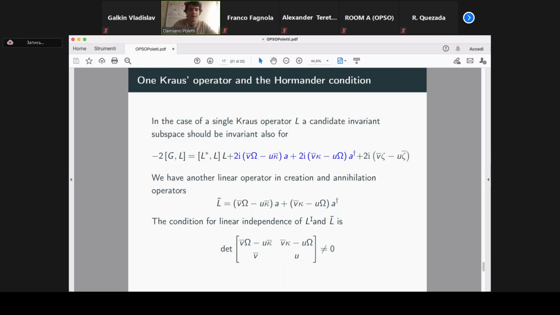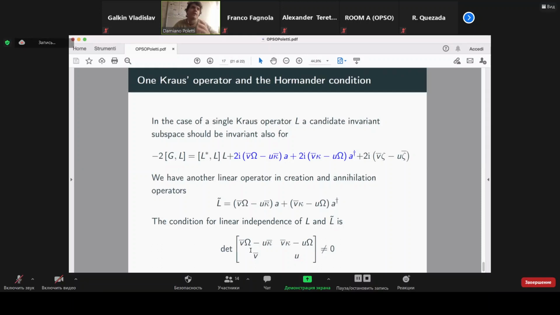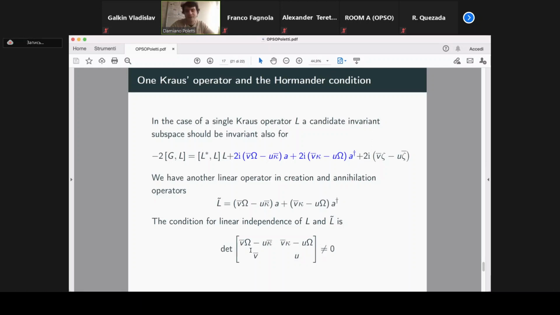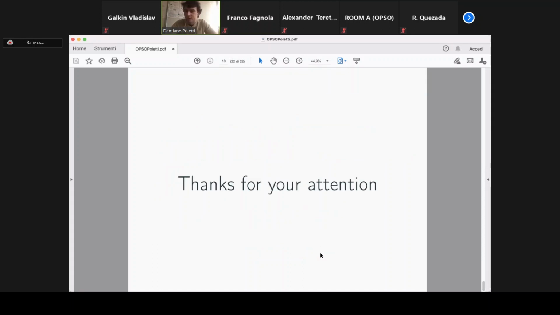The condition for linear independence is easily written as this determinant being different from 0, and so this should also explain at least why, if this determinant is different from 0, the semigroup is irreducible. Clearly, there are lots of other things that need to be addressed in order to properly solve the irreducibility problem, but this is the intuition I would have liked to give you, and this concludes my talk. So thanks for your attention.